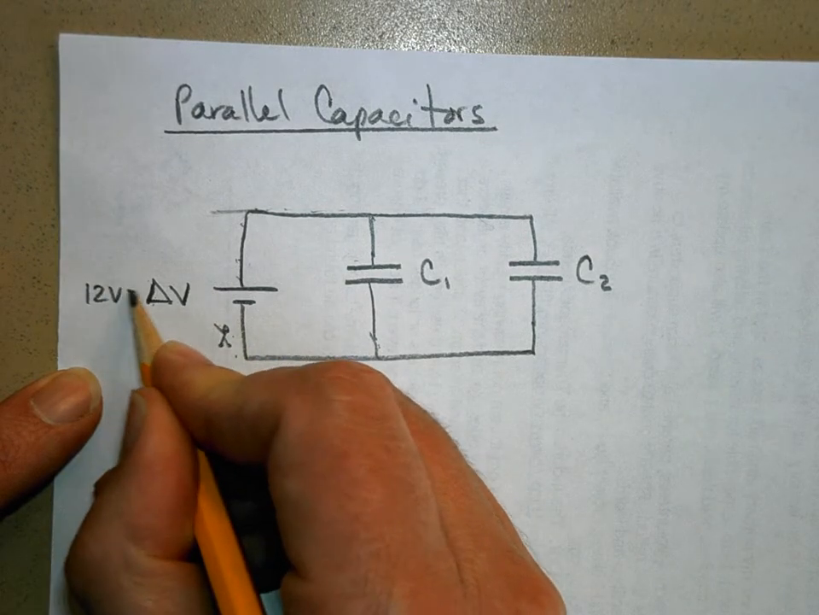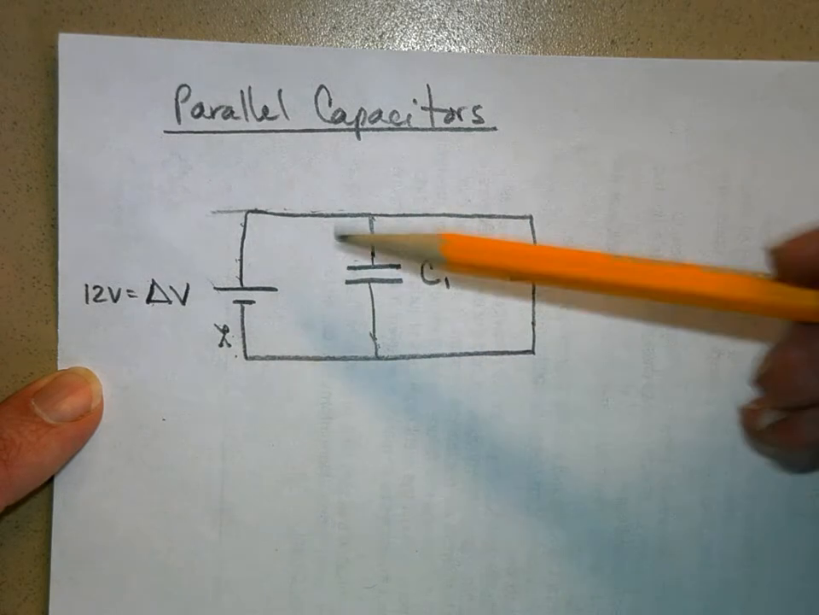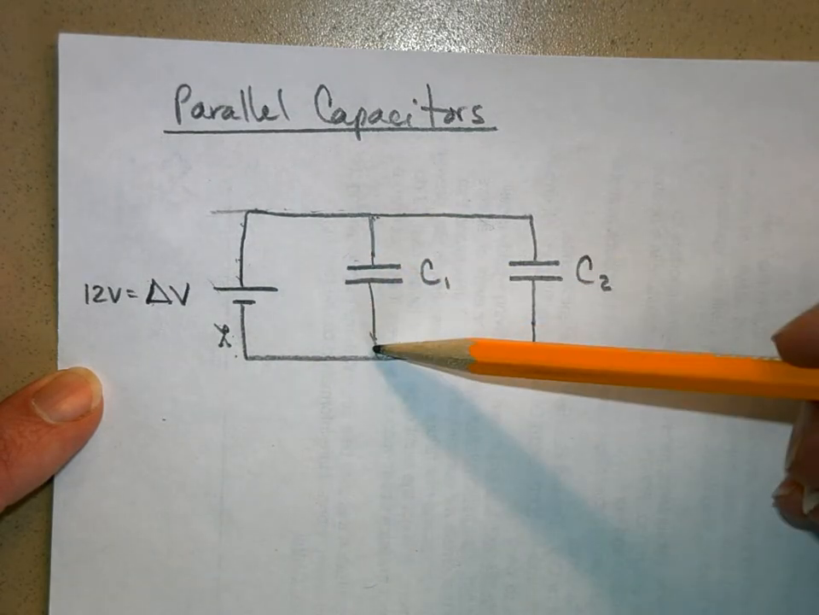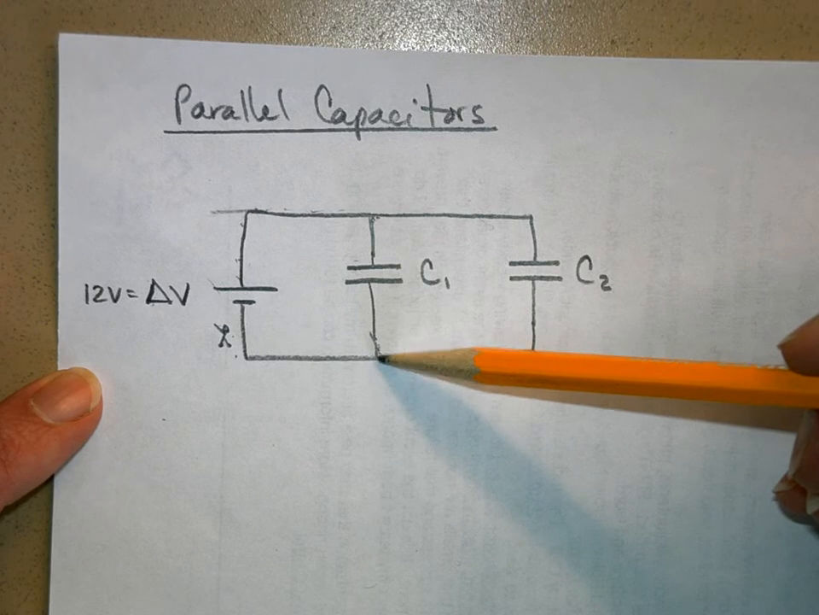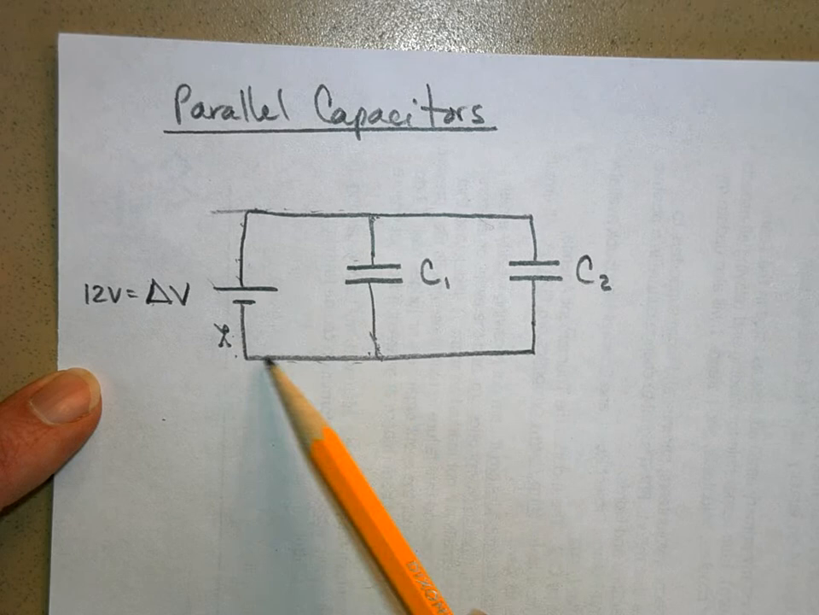If this is 12 volts, what's the voltage across this capacitor? What's from here to here? No, it's got to be 12, because now I'm back to where I started. You see, so let's take a look right here.